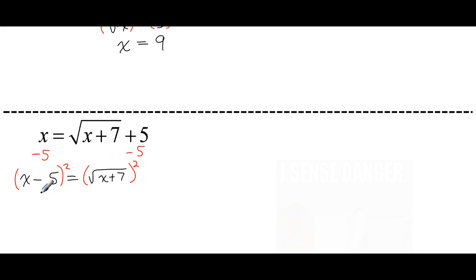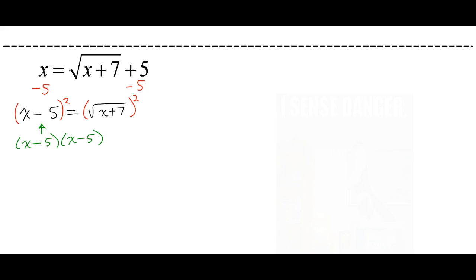Because the key thing is, you're going to have to multiply this out. You're not just going to square the x, and you're not just going to square the 5. You're going to have to do x minus 5 times x minus 5 and FOIL it out and collect like terms. You're going to end up with a more complicated left-hand side than you might have thought. You're going to end up with x squared minus 10x plus 25, if you square it out properly. On the right-hand side, things are actually simpler because you don't have to FOIL anything out. The square root and the square just cancel each other out.